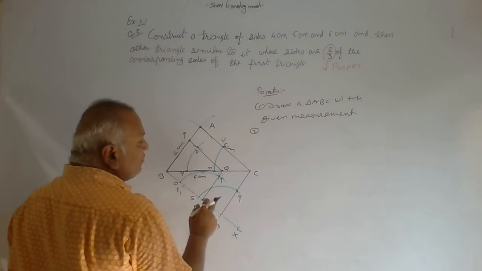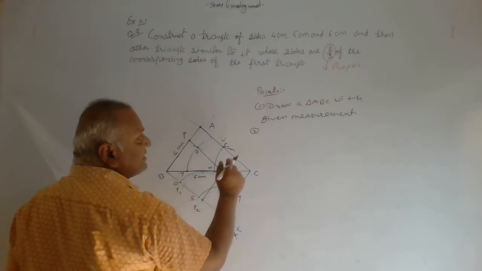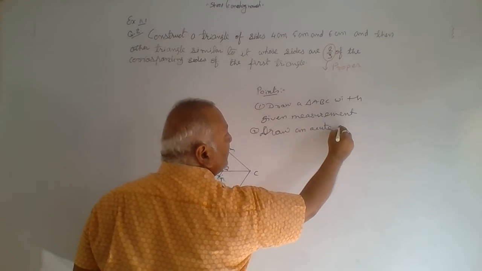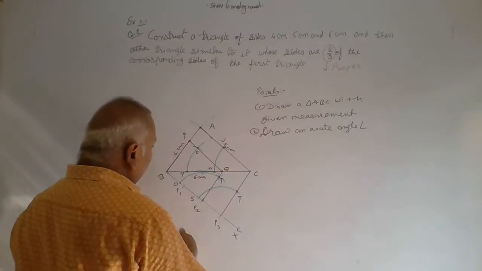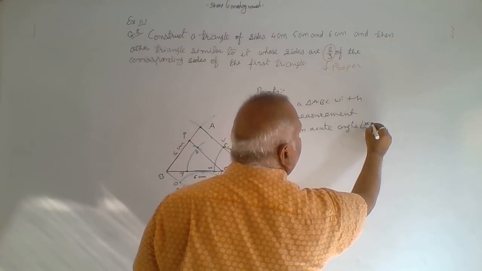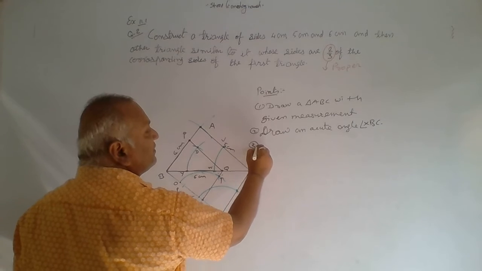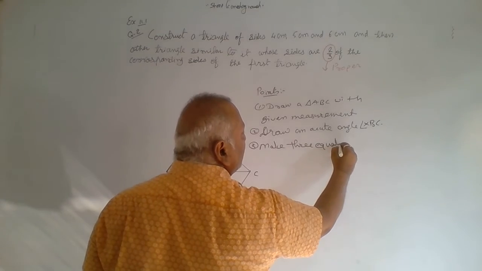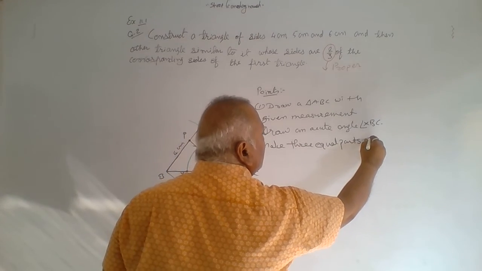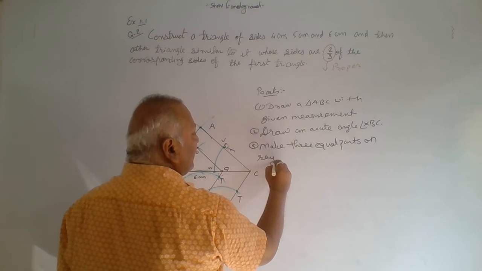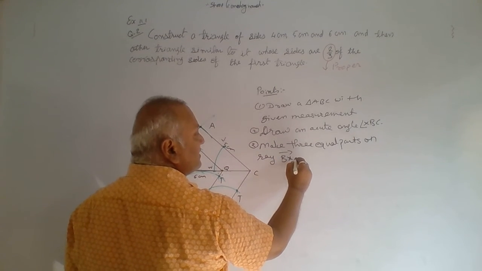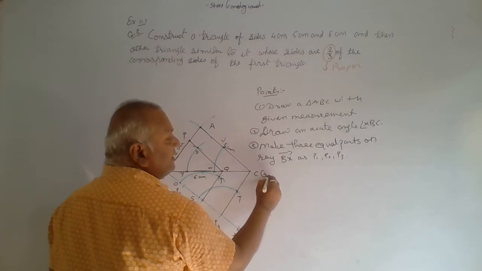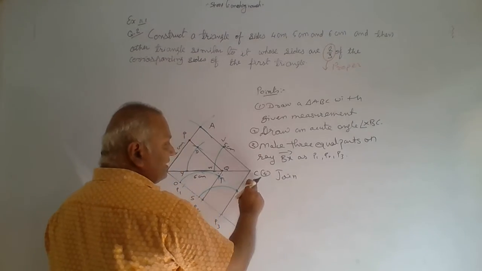Now second, what did we do? I have drawn an acute angle XBC. Draw an acute angle XBC. Then what did we do? Third, make three equal parts on ray BX as P1, P2, P3. Then join P3C.